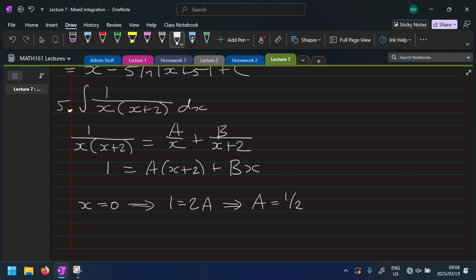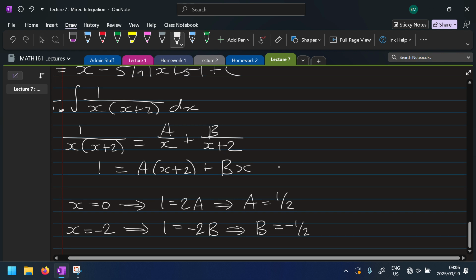So a equals a half. Then we can let x be minus 2. The a term goes away, and we're left with b. So that will be 1 equals minus 2b. So b equals minus a half. Okay, so we've got a, we've got b, all set.